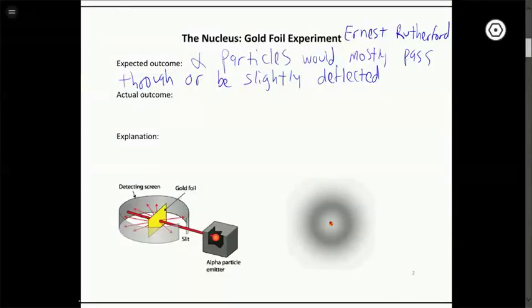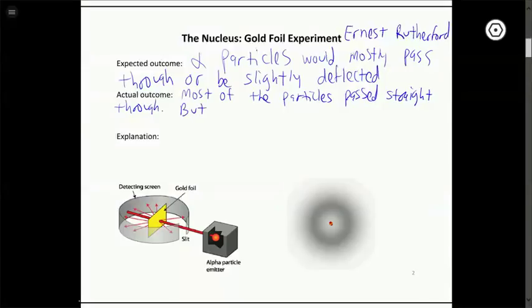And so the actual outcome of this experiment was, again, most of the particles went through. However, some were deflected at very steep angles, or in some cases reflected completely. They went straight back to the source.